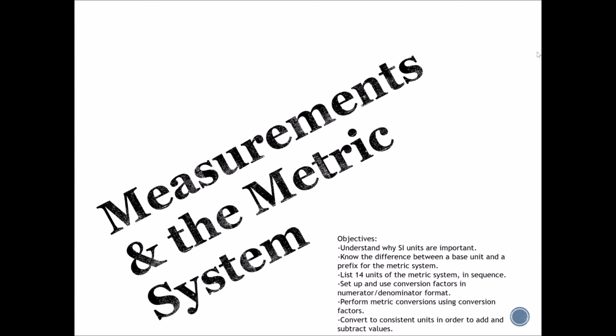So, objectives for this lesson. You're going to understand why the SI units are important. Know the difference between a base unit and a prefix for the metric system. List 14 units of the metric system in sequence. Set up and use conversion factors in numerator-denominator format. Perform metric conversions using conversion factors. And convert to consistent units in order to add and subtract values.